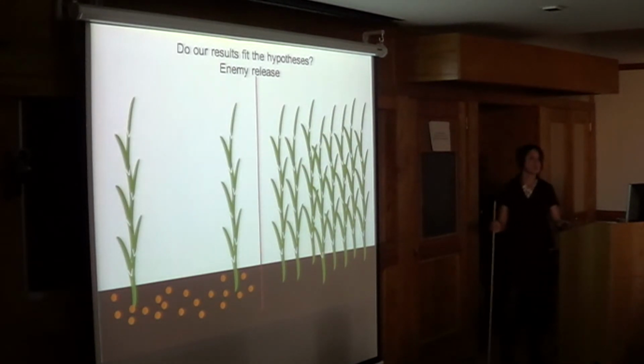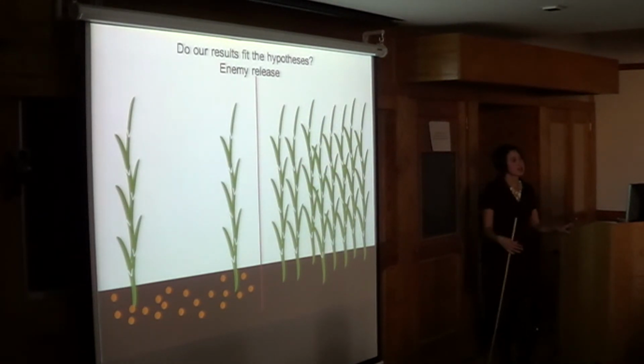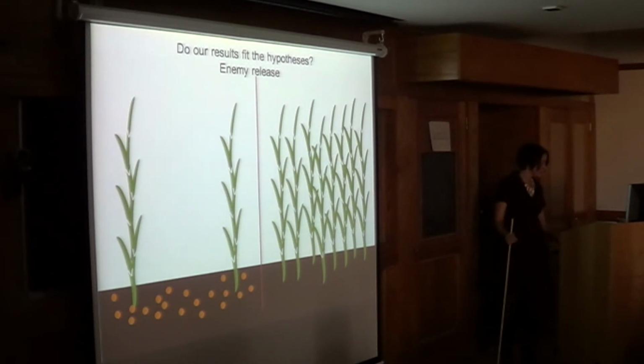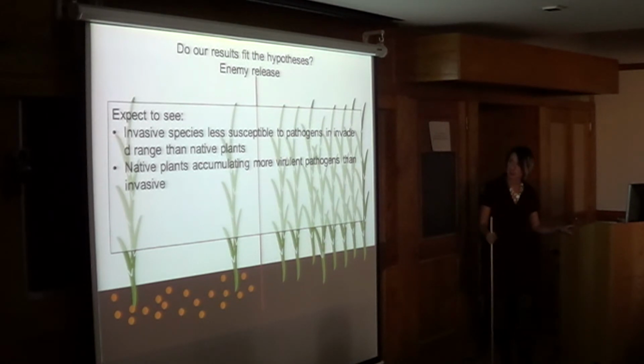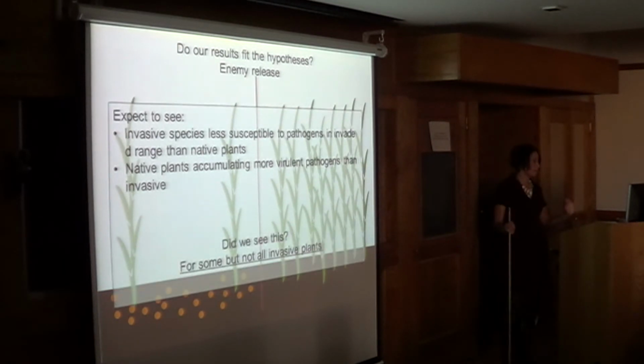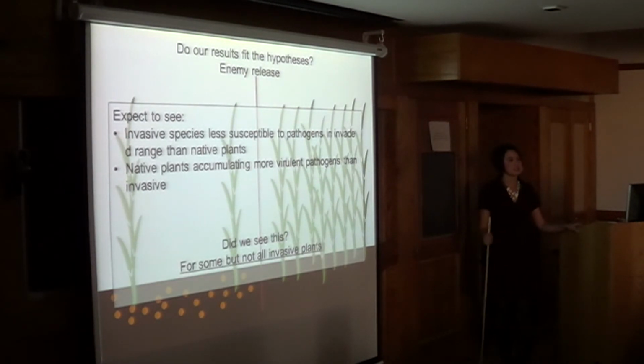So how did these fit into those hypotheses I mentioned initially about how invasive plant species might be interacting with pathogens? So if we think back to enemy release, where part of the reason why an invasive plant would be successful is because it's leaving behind pathogens in its native range, and it's not acquiring them in its invaded range, we would have expected to have seen that invasive species were less susceptible to pathogens in the invaded range than native plants, and that the native plants were accumulating more virulent pathogens than the invasive plant species. So did we see this? We did for some invasive plant species, but not all.